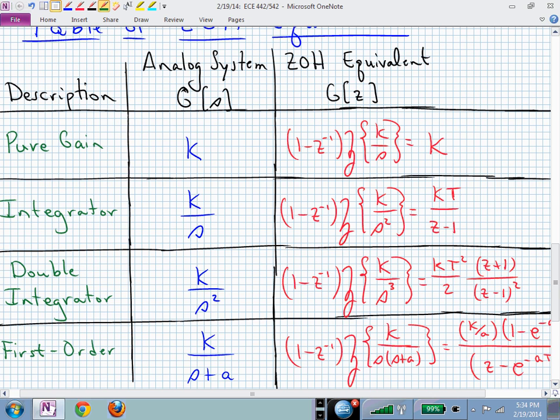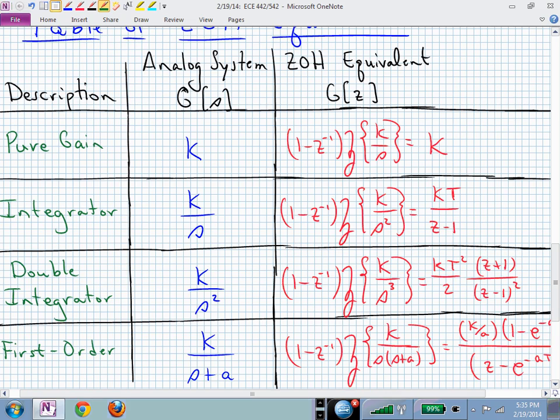Last time we looked at the pure gain and the double integrator, or a pure mass system, or 2 poles at the origin. That double integrator ended up giving us 2 poles at basically the equivalent location in the Z-plane to the origin in the S-plane. S equals 0 in the S-plane corresponds to what point in the Z-plane? Z equals 1. That's where our poles ended up for the double integrator, and that's where the pole will end up in our pure integrator, and then we will look at what happens when we do this first order.